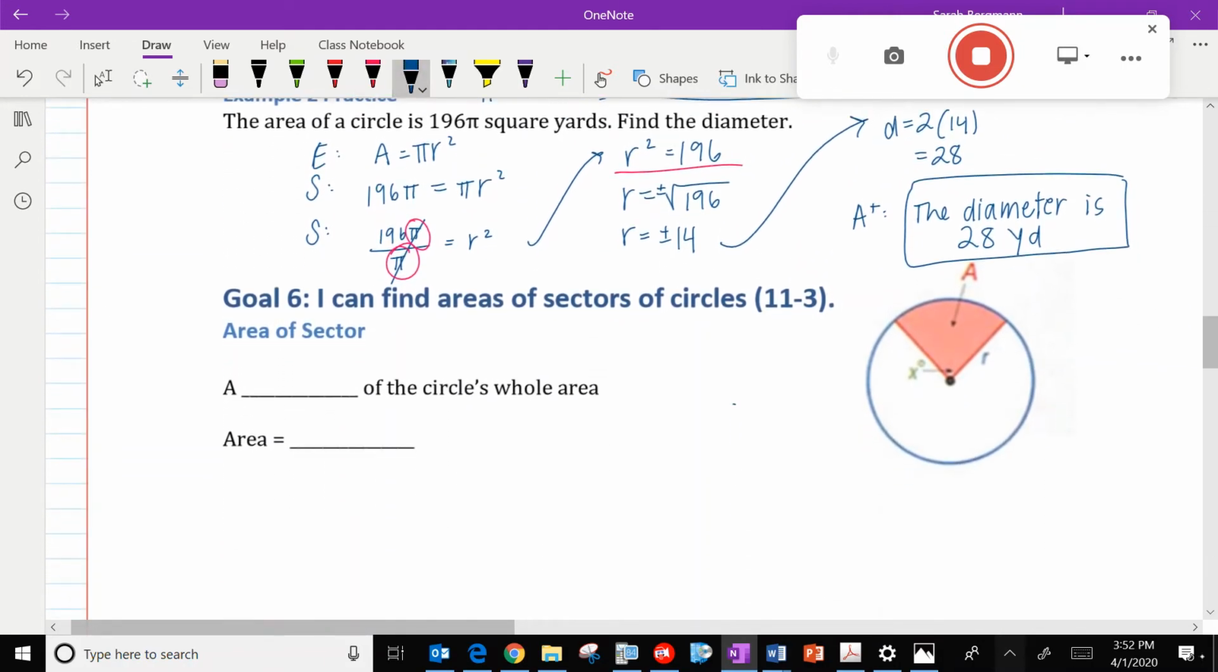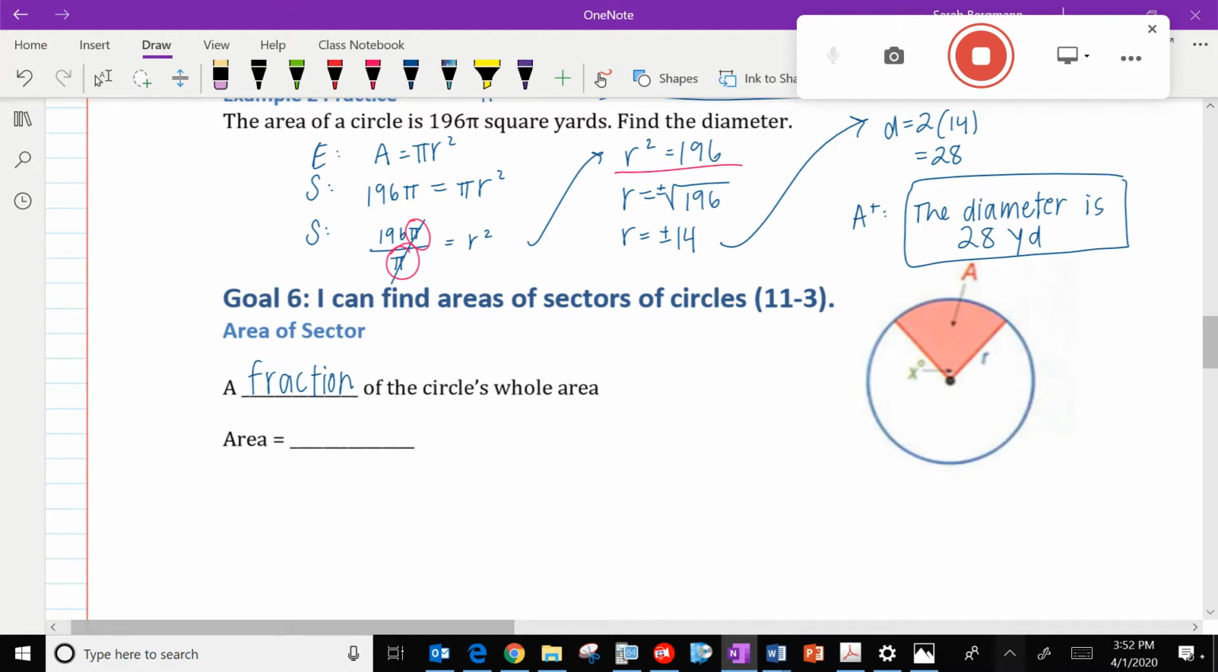Next, we're looking at the areas of sectors of circles. Sectors are basically just a piece of the circle. It's like a pie piece or a piece of pizza, something like that. So what it is basically is a fraction of the circle's whole area.